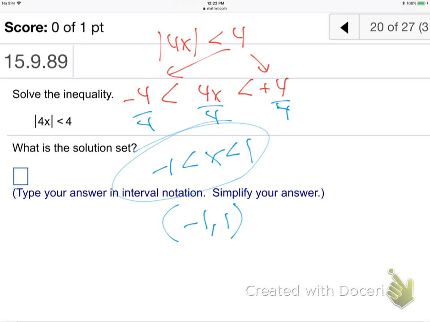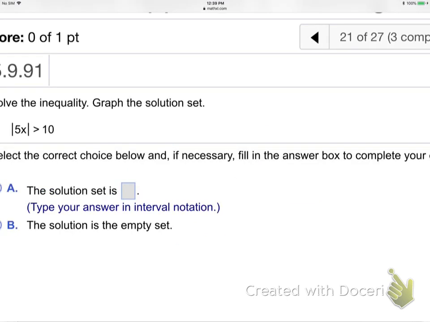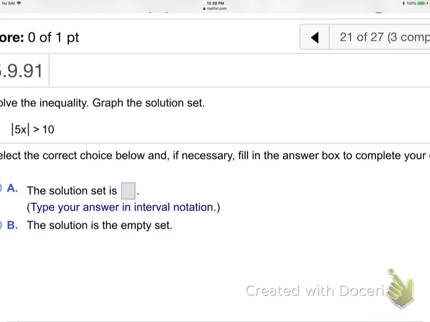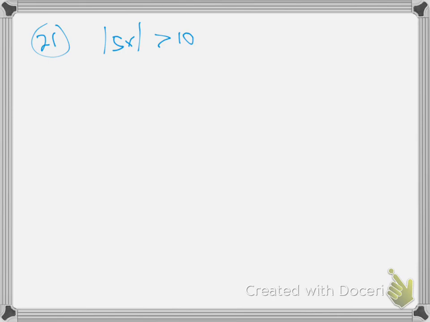Let's try another one. Number 21. Absolute value of 5x greater than 10, is that what it says? Yeah. All right, try that one. So follow the pattern, which means first step, you're going to remove those absolute values and then follow the pattern. Is that going to be left side or right side? Which one does that, on the two patterns? That's greater. That's the right side. That's going to break into two x's, isn't it? Right? Greater has more.